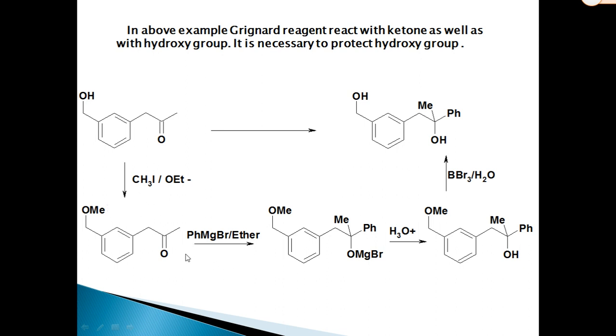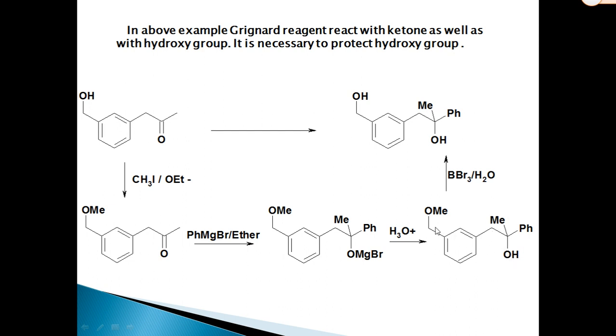Now the compound, this ether derivative of hydroxy group, when treated with phenylmagnesium bromide Grignard reagent in presence of ether, this phenyl ring attacks this carbonyl carbon atom, forming this MgBr complex, which on hydrolysis gives hydroxy group. See here, our desired reaction is complete here.